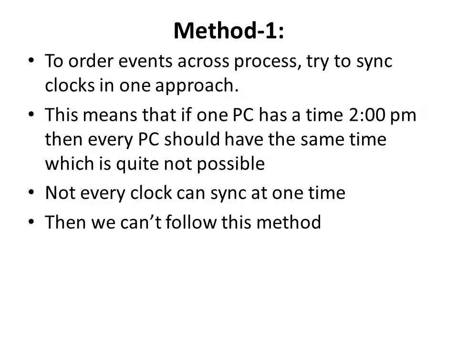So method 1 for logical clock: to order events across processes, try to sync clocks. This means that if one PC has the time 2 p.m., then every PC should have the same time, which is quite not possible. In method 1, if one PC has a particular time, then all the PCs must have the time 2 p.m., which is not possible.